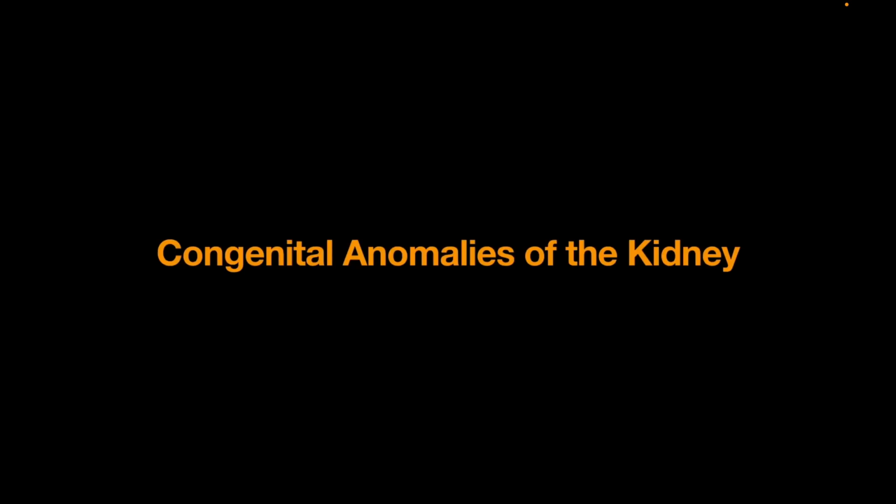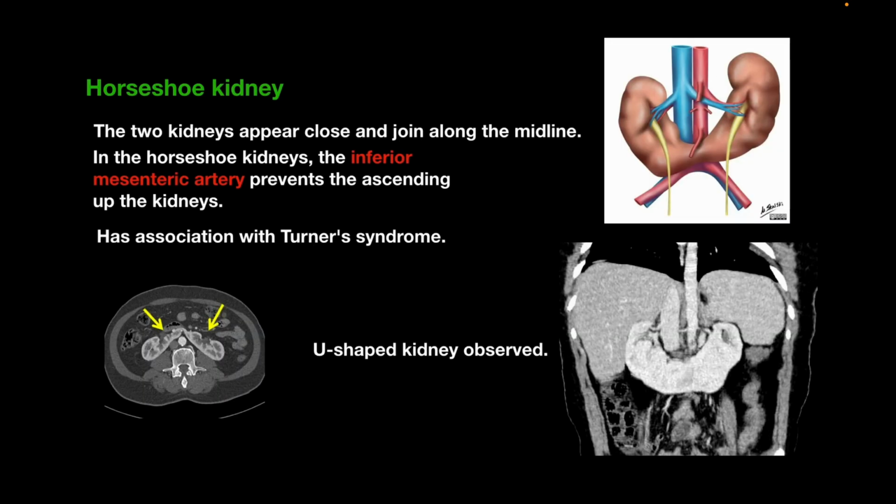Now let's talk about the congenital anomalies of the kidney. First is horseshoe kidney, then we will discuss pancake kidney, after that crossed fused ectopia, then duplication or duplex moiety. These are all important congenital anomalies of the kidney and we should know about them.